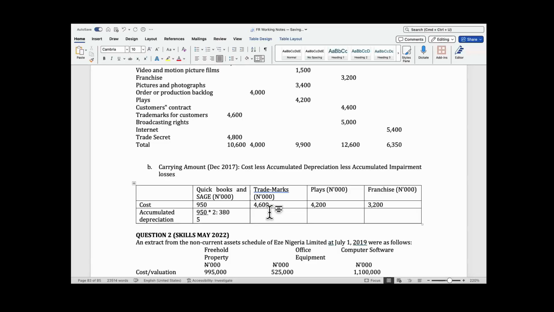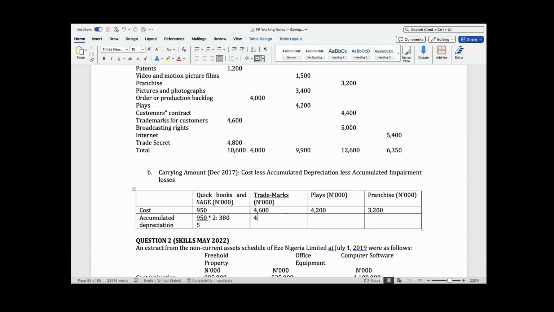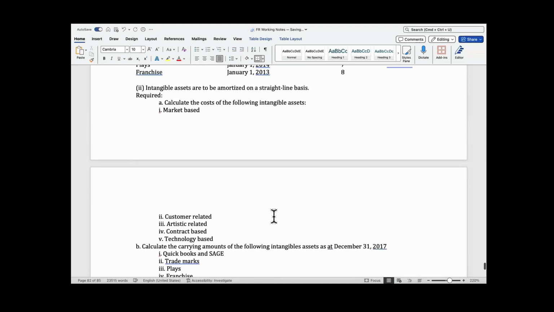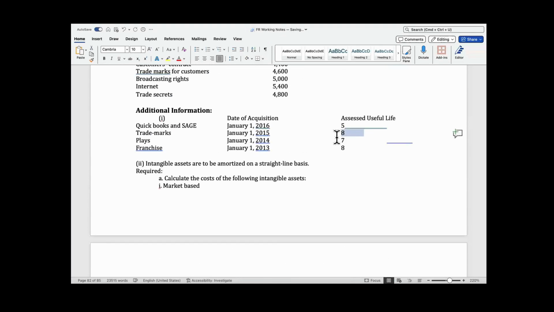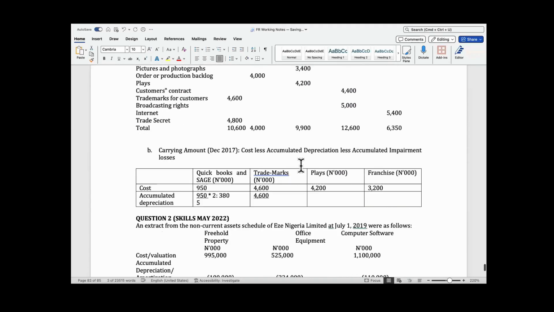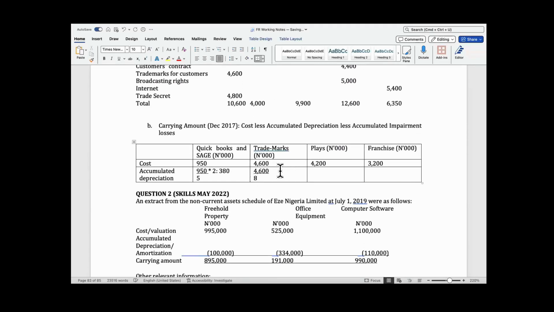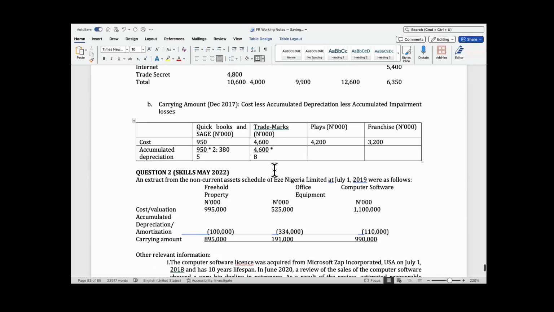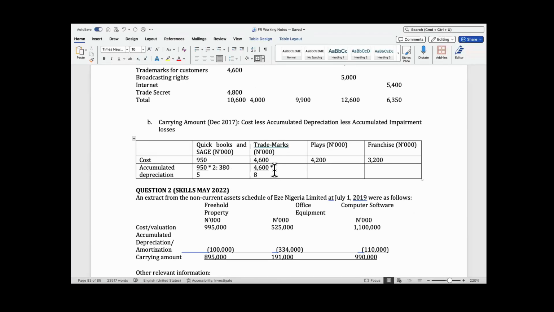Now for the trademarks, that is 4,600 divided by how many years for the trademarks? It's 8 years. And we bought it January 2015. So 8, multiplied by, so we bought it in 2015. That's how many years ago? 15, 16, 17, 3 years. So that's how much? 1,725.